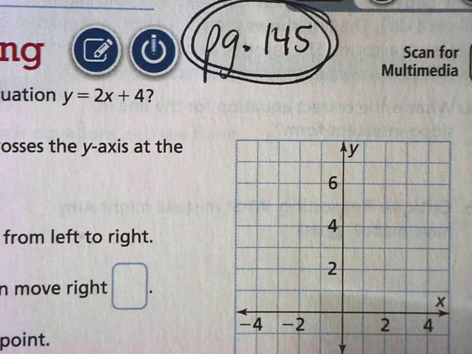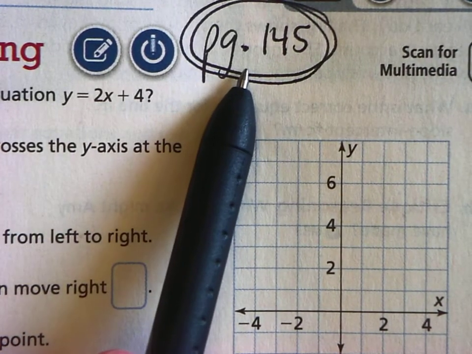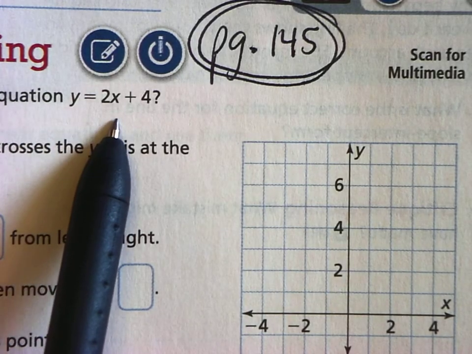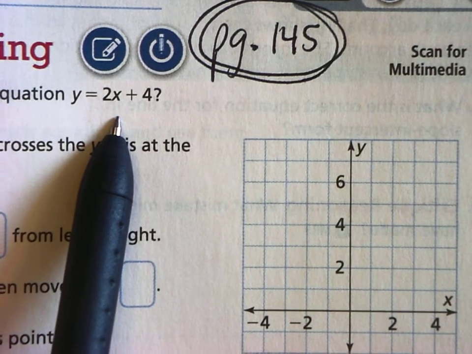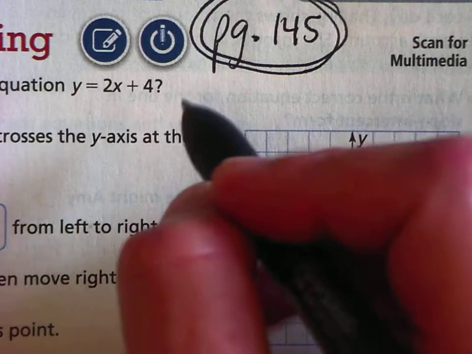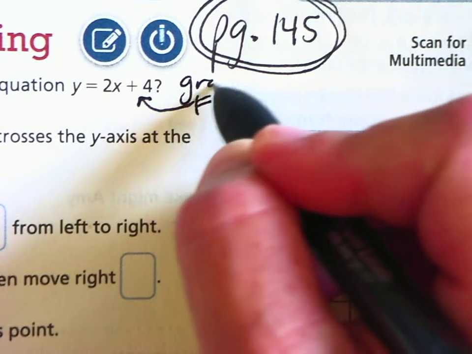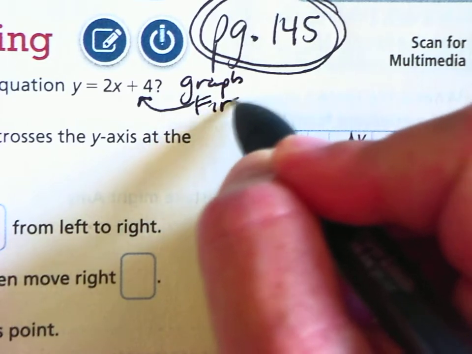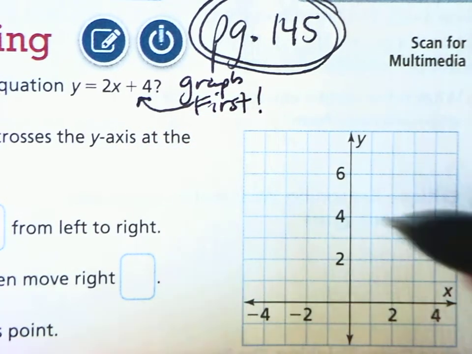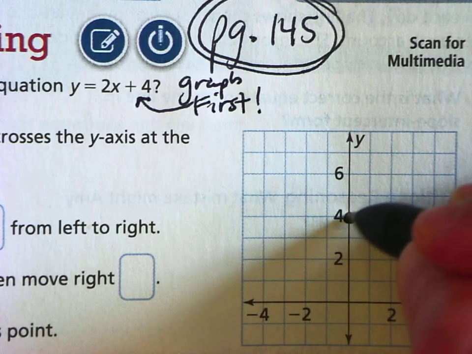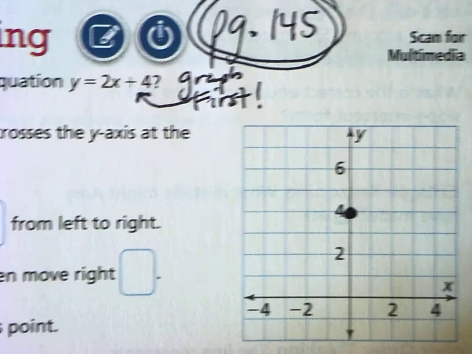Okay, so this one says, and I'm at the top of page 145, what is the graph of the equation y equals 2x plus 4? Remember, you always graph the y-intercept first. So we're going to graph positive 4 first on the y-axis. We're going to find positive 4 on the y-axis and plot a point. You always graph that first.